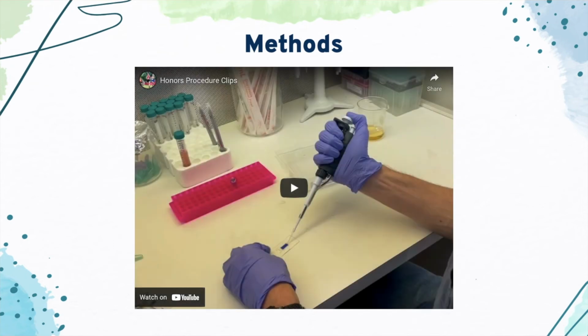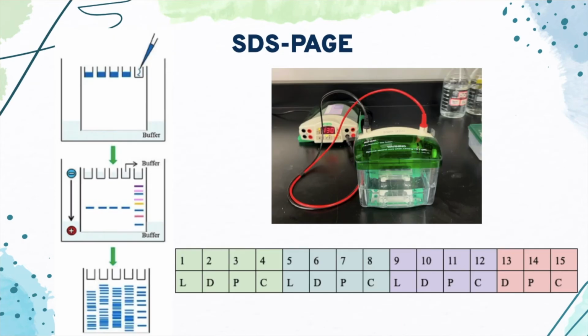SDS-PAGE is simply a method for separating proteins by their molecular weight. It utilizes sodium dodecyl sulfate, that's the SDS, to bind to proteins and give them a uniform negative charge.